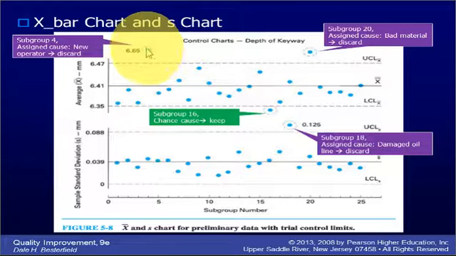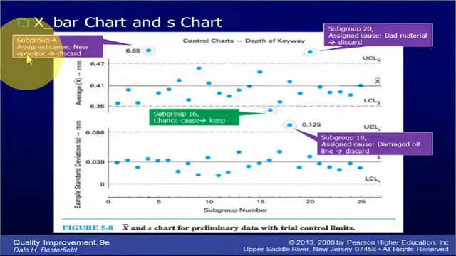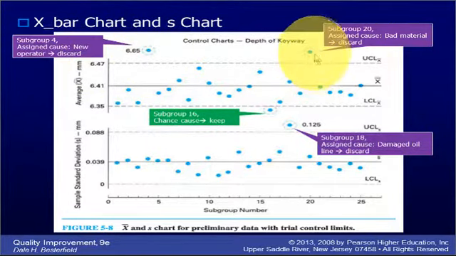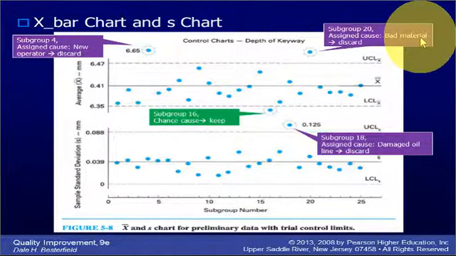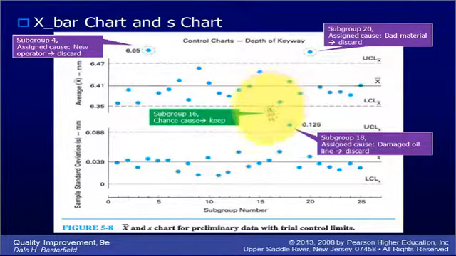So we need to discard the subgroup 4 because there's a new operator, the assignable cause, and we need to discard the subgroup 20 because we have the assignable cause, the bad material. However, we do not discard this subgroup 16 because there's no assignable cause. It is assumed to perform normally, but then it is out of the control limits, so we still keep this for the revision.